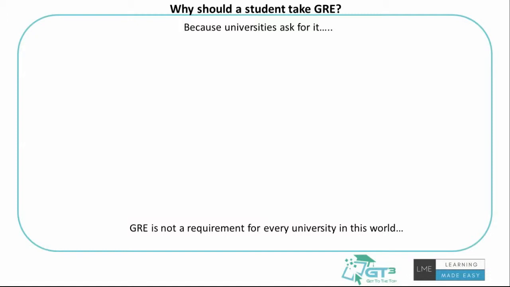If you are applying for a graduate school, or maybe for a masters or PhD program, most of the universities do ask for GRE score as part of their application process. But you also need to understand that GRE is not a requirement for every university in this world. Different universities have a different way of selecting students, so you have to be careful about whether you need to take GRE based on what you are looking to apply for. So how would I know that?